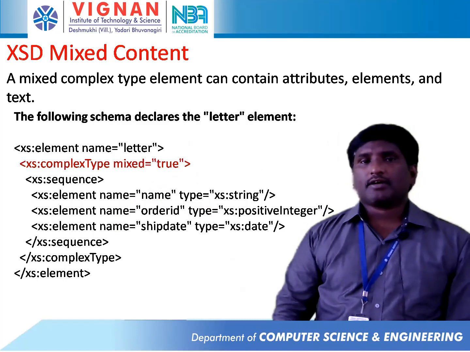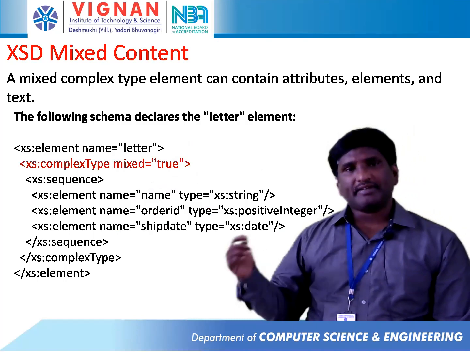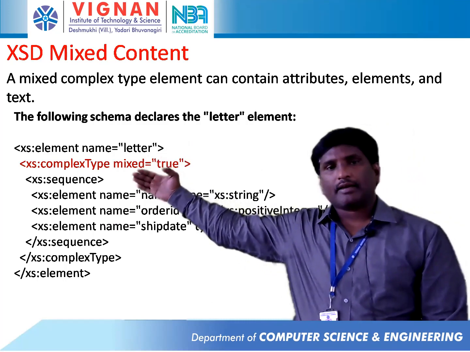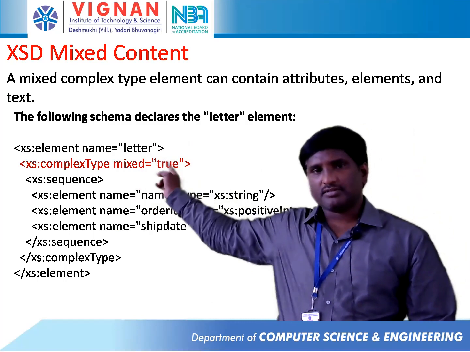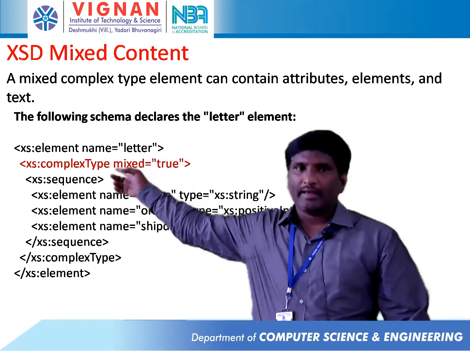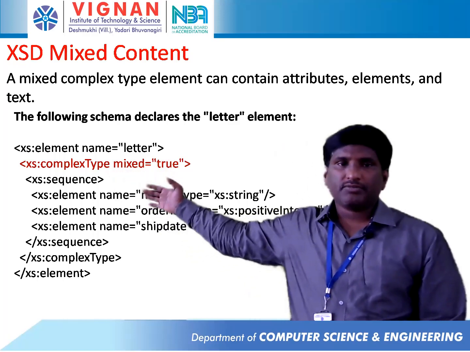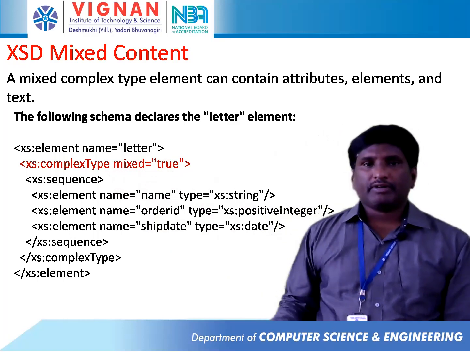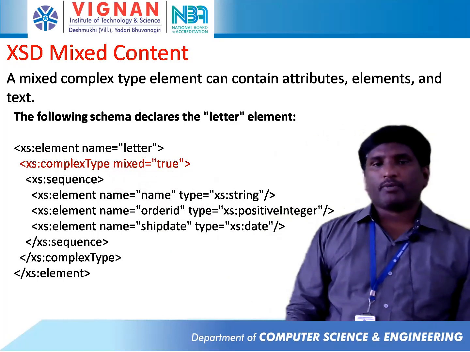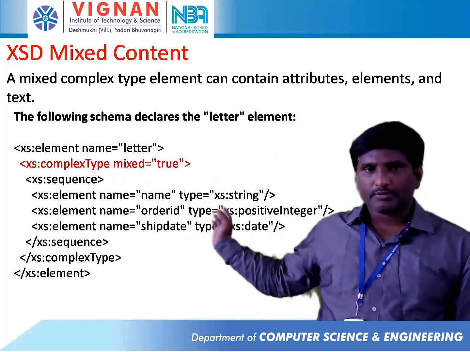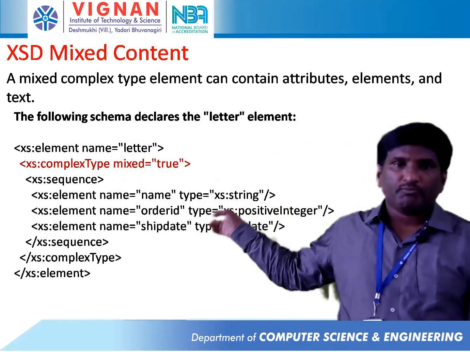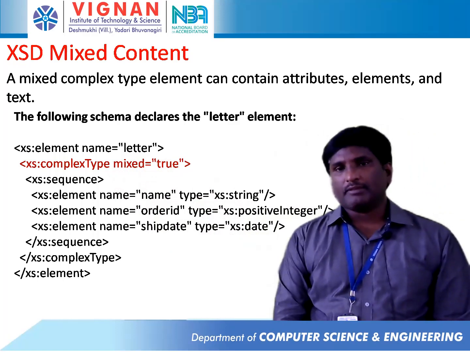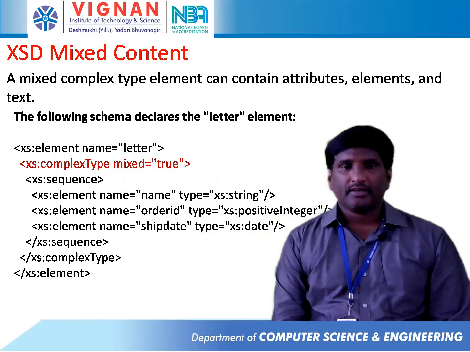A mixed complexType element can contain attributes, elements, and text. So this is the schema for this: element name equal to letter and complexType mixed. Mixed is true, so we are using an extra attribute for the complexType, that is mixed equal to true. In the sequence we write the elements name, orderid, shipdate. Name we have declared as string, and orderid type is positiveInteger. This is one more data type supported by XML schema, positive integers only, and shipdate is xs:date. In that way, we can provide mixed content for the element in XML schema.